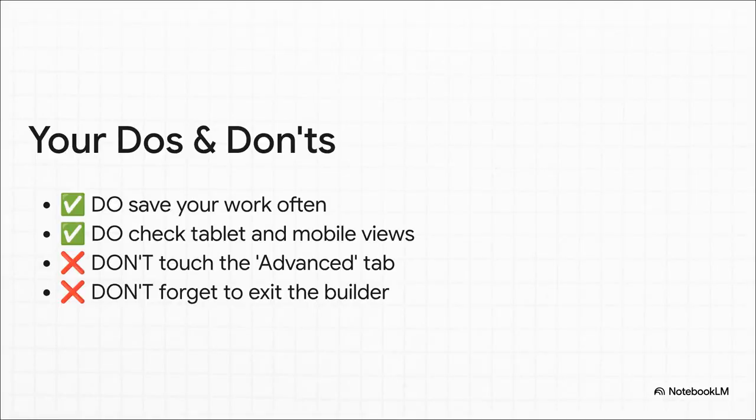So, let's wrap this all up with a quick little cheat sheet. A few key do's and don'ts. Number 1. Do save your work often. Obvious, but important. 2. Do check how your changes look on tablet and mobile before you publish. So important these days. On the flip side, don't mess with the Advanced tab in the settings unless you really know what you're doing. And finally, when you're all done, don't forget to click Exit Visual Builder to see your page just like a normal visitor would.